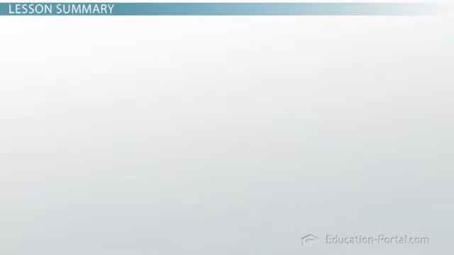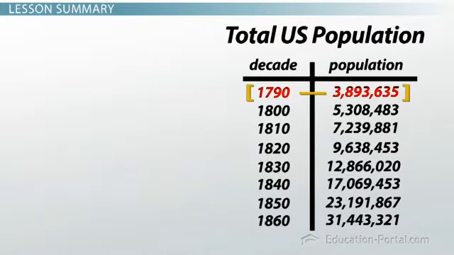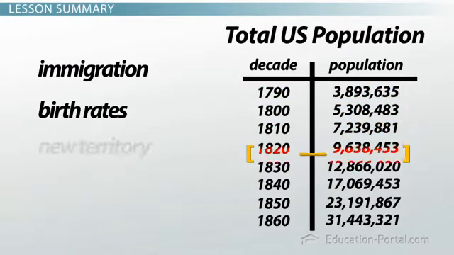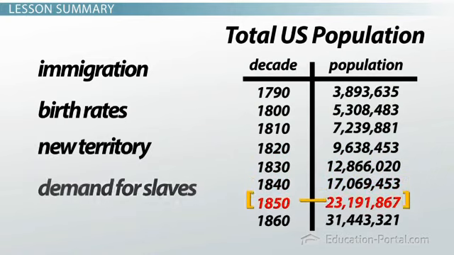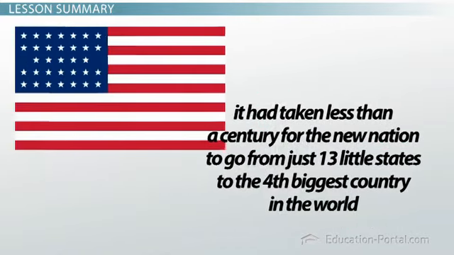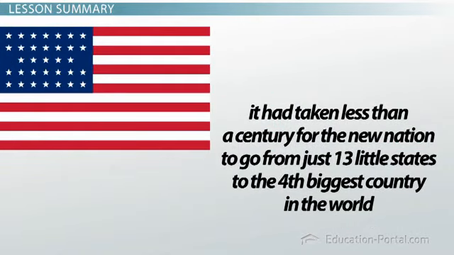Let's review. In the early 1800s, the United States was growing. Immigration, birth rates, new territory, and the demand for slaves helped the American population to increase by a third every decade. It had taken less than a century for the new nation to grow from just 13 little states to the fourth biggest country in the world.